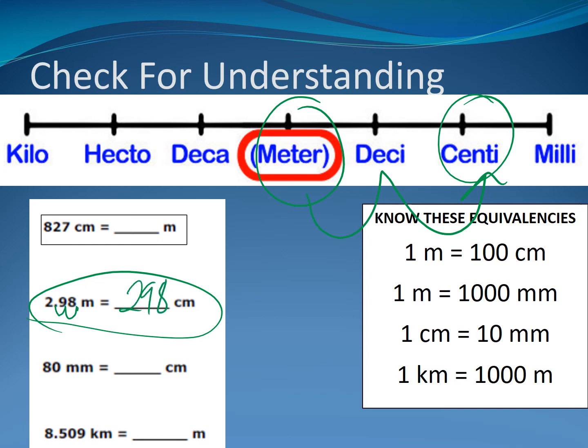And that makes sense. I'm going from meters to centimeters, and each meter has 100 centimeters. So that makes sense. I have at least 2 meters here. So that's 200 centimeters plus 98. So 298 centimeters.